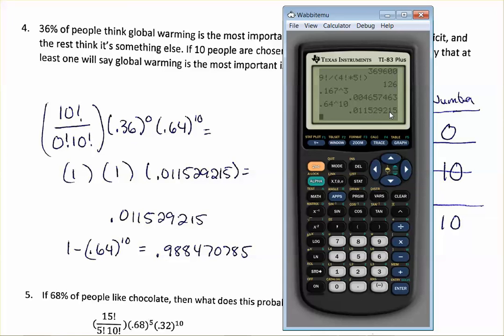But remember, we have to subtract from 1 because it's an at least problem. So we do 1 minus 0.64 raised to the 10th, and we get 0.988470785.